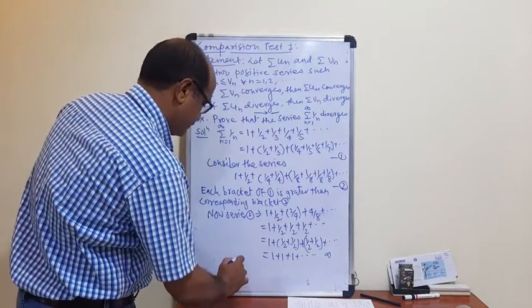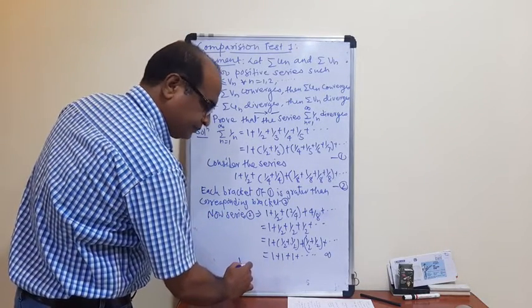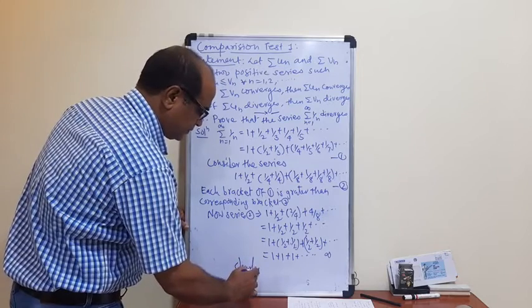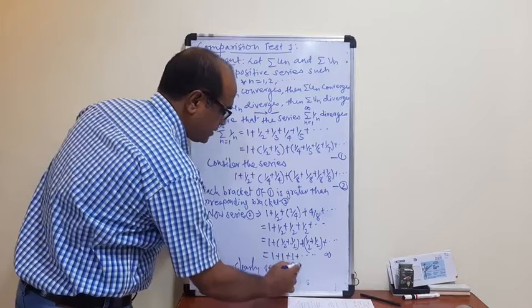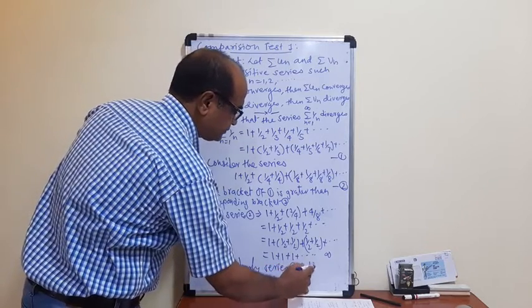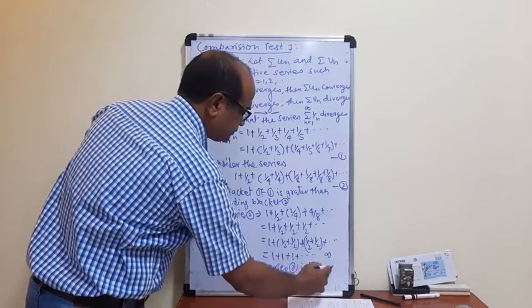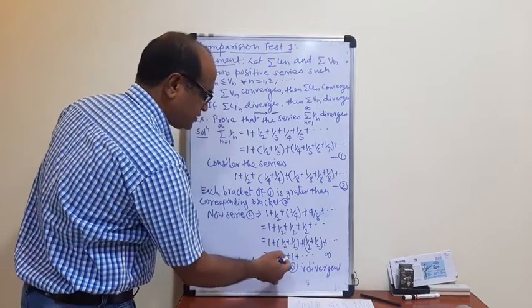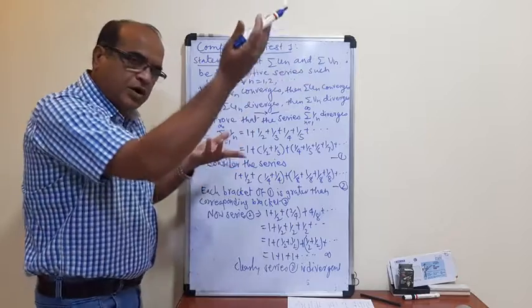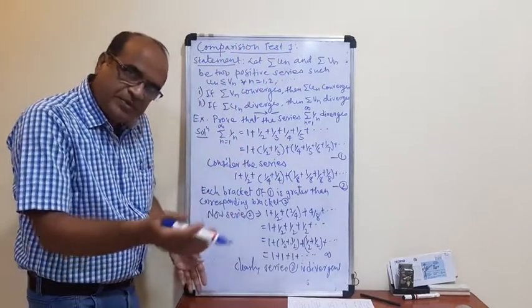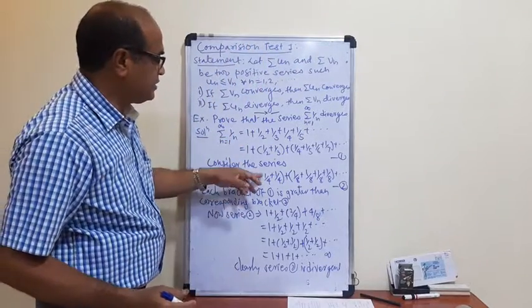Clearly, series 2 is divergent. Rank, this is 1 plus 1 plus 1 plus 1 plus 1 plus 1 and so on up to infinity. So that is infinity. Therefore, the series 2 is divergent.